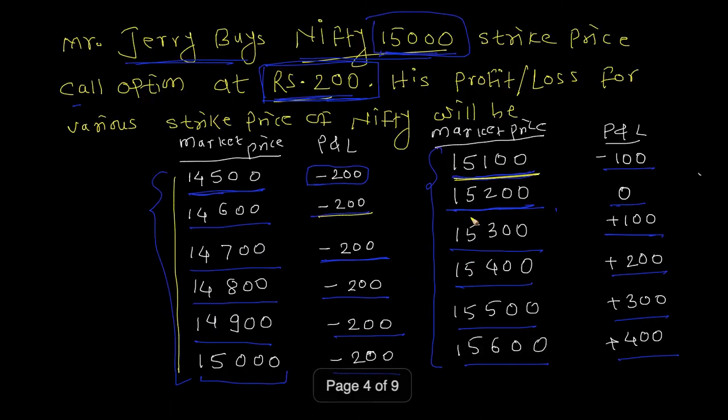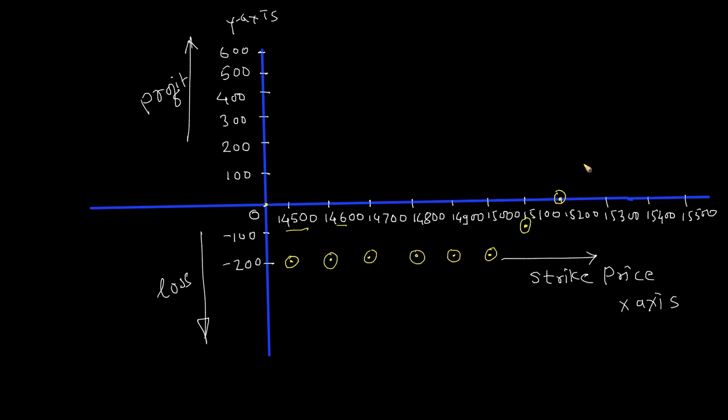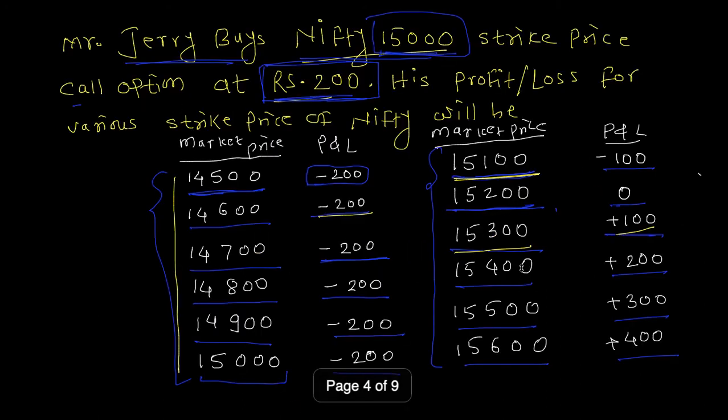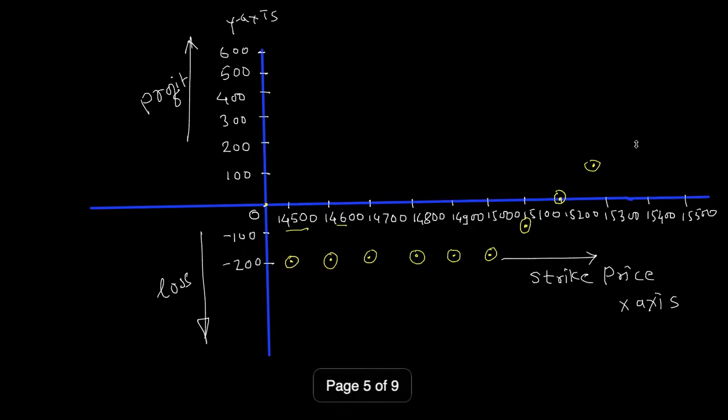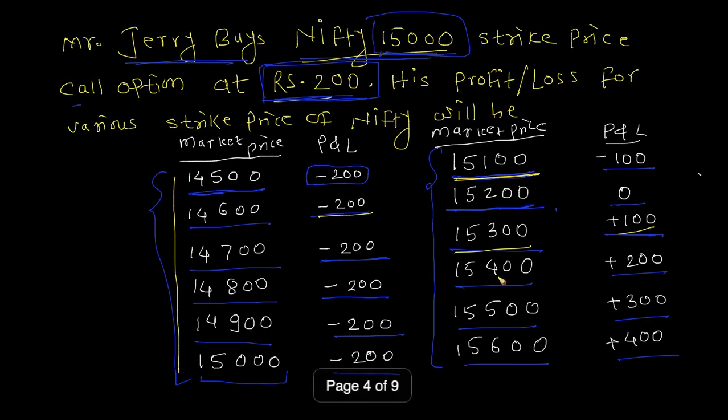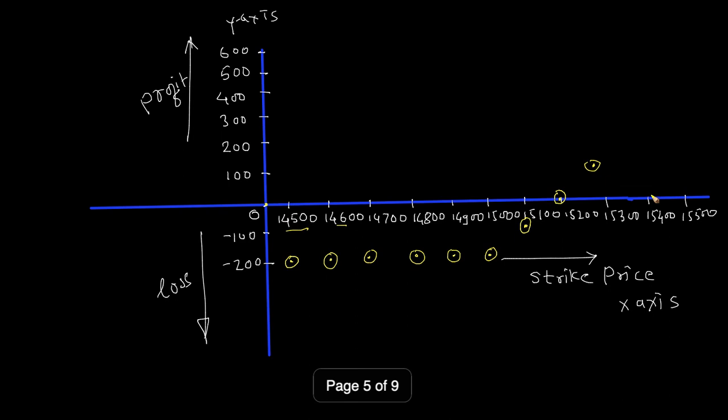Now when Nifty is 15,300, I'm getting a profit of 100. For 15,400, I'm getting a profit of 200. That is the point here. When Nifty is 15,500, my profit will be 300, so I plotted a point. When Nifty is 15,600, the profit will be 400. So these are the points which I plotted.